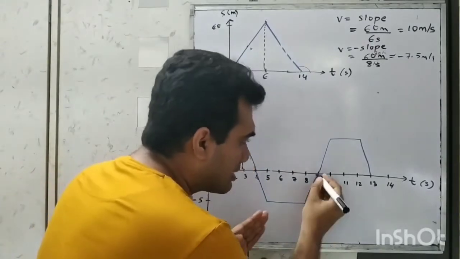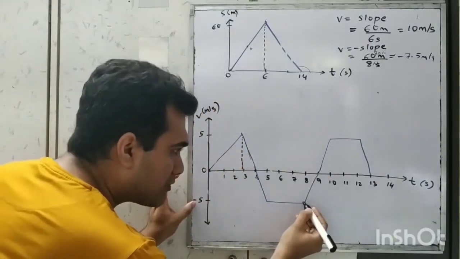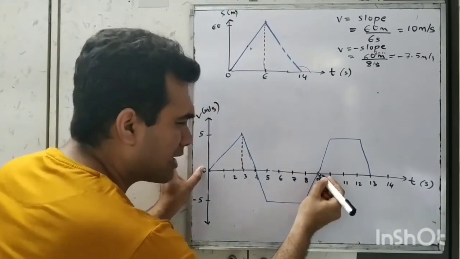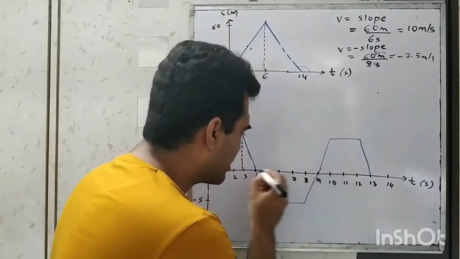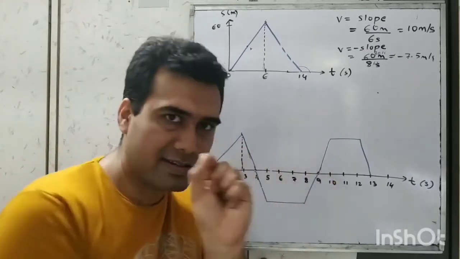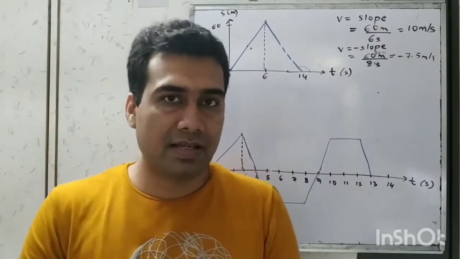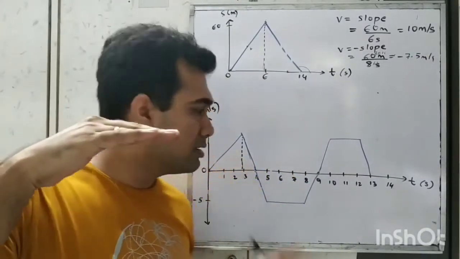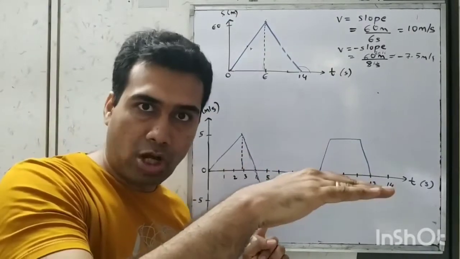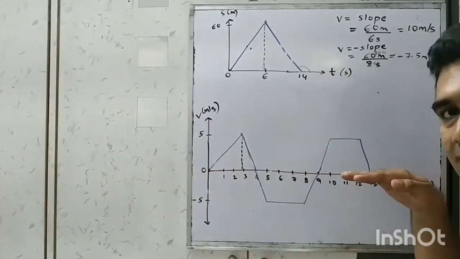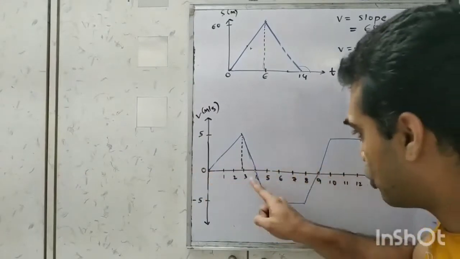Now again, from 8 to 9 seconds, what is happening? Look at the graph. Minus 5 meters per second velocity became 0 meters per second. What is the meaning of 0 meters per second? It means for that fraction of a second, the vehicle came to a stop. Which makes sense. See, initially it was accelerating, then it was decelerating, then it came to a stop, then it changed its direction, and then again it started accelerating, which is shown by this graph.